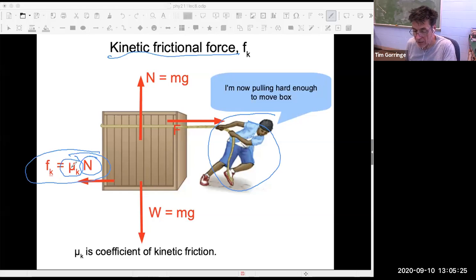Now, this is a little bit different equation. For the static frictional force, it just said that the static frictional force can be as large as mu s times the normal force. For the kinetic frictional force, the kinetic frictional force actually is mu k times the normal force. So that's a difference too.